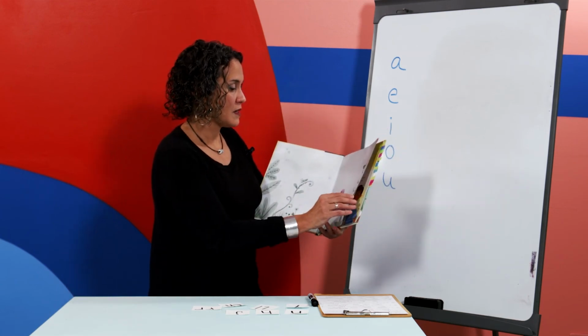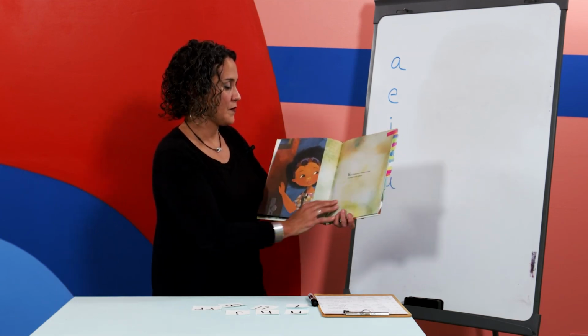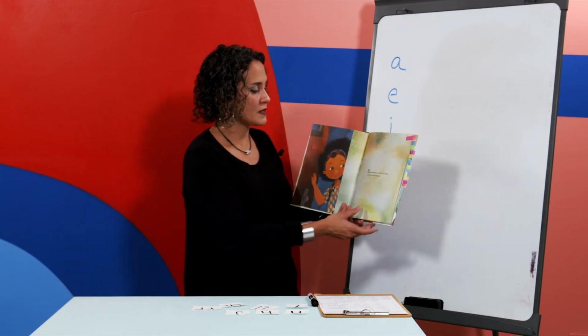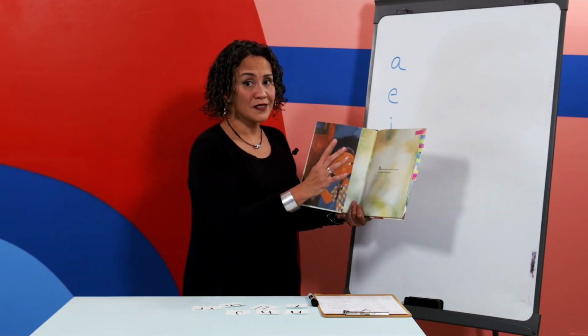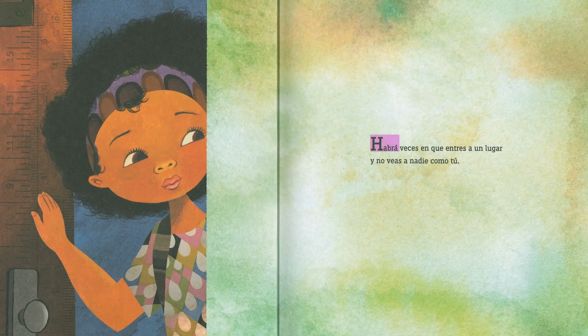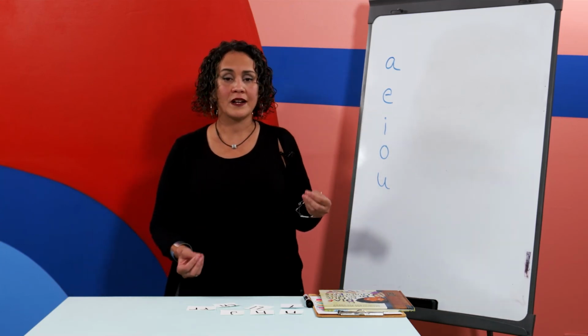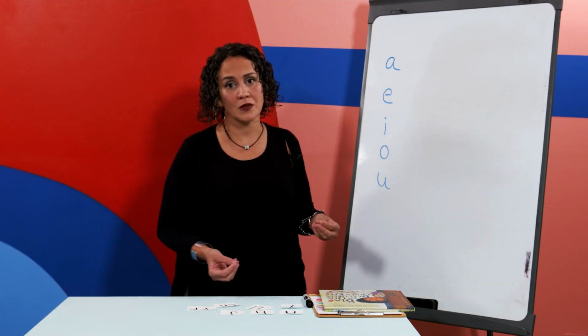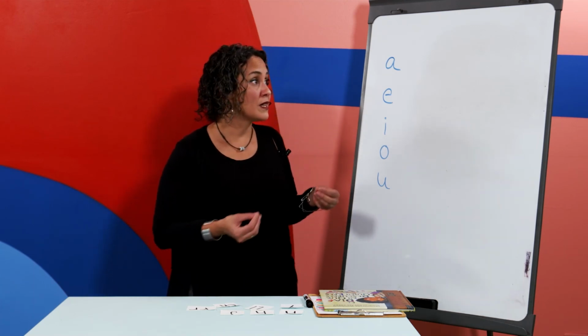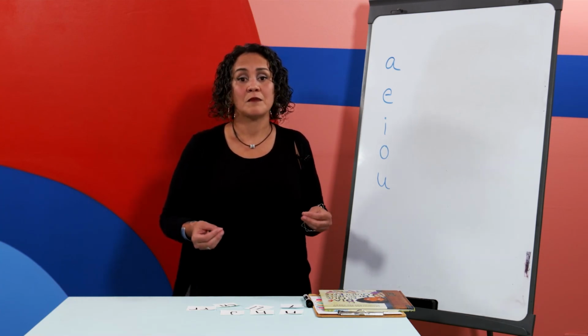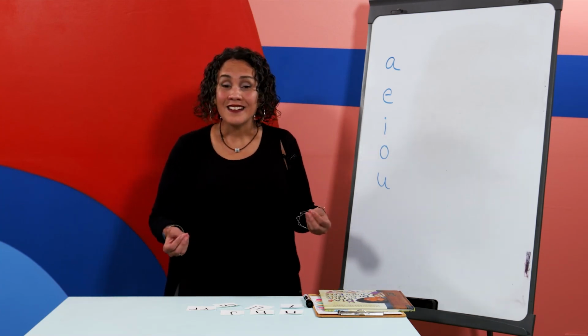Okay? I'm going to pick a random page right here. And we're going to practice with this. Right? Off of the top of my head, I get to see habrá. That's the letter H, no sound. Veces en que entres a un lugar y no veas a nadie como tú. Keep practicing that. Remember A, E, I, O, U. And pair it at home with the consonants that I've been teaching you. And pretty soon you'll be able to read simple words like mamá, papá, casa, okay?